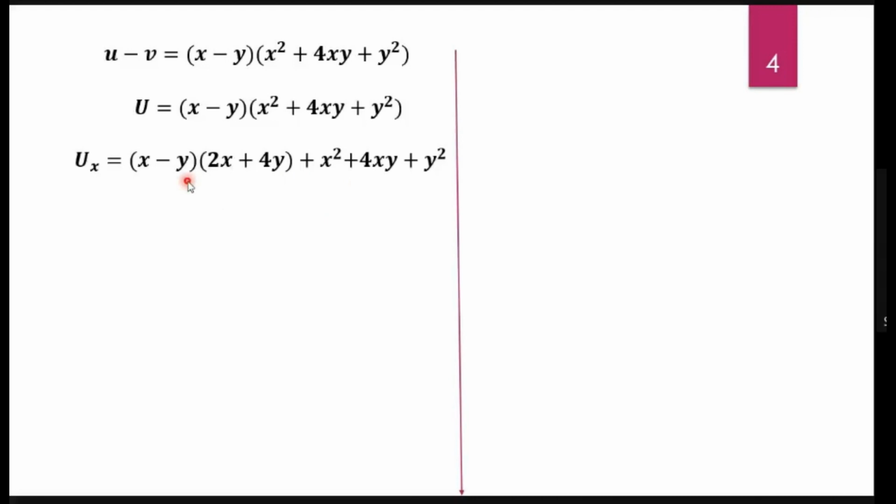Now don't simplify, put x is equal to z, y equal to 0. Now the same procedure we are following, whatever we have done in the previous two lectures. So what will capital Ux be at the point z comma 0? What will be the answer? Put x is equal to z and y equal to 0. What will be capital Ux?